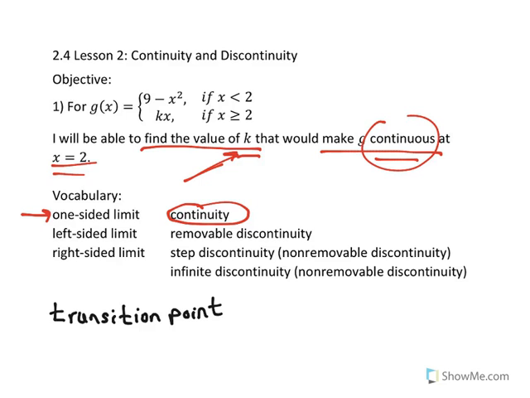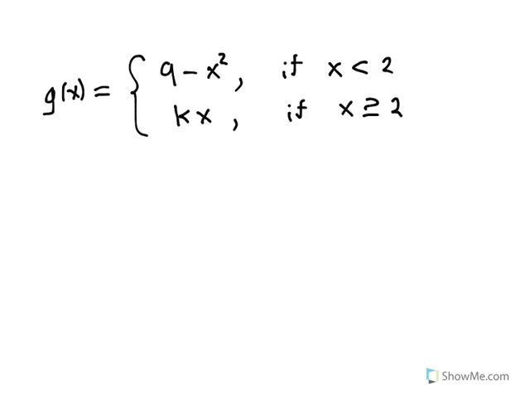So let's go ahead and take a look at certain values of k. What I'm going to show you now is the graph of this piecewise defined function for certain values of k. I'll first show you the graph of the piecewise defined function when k is 1.